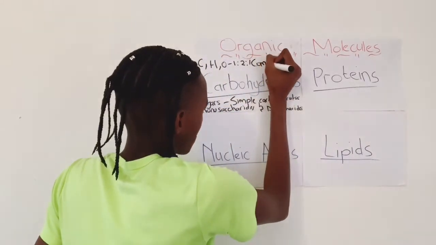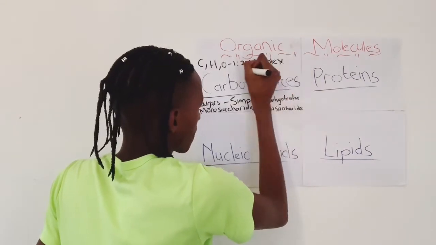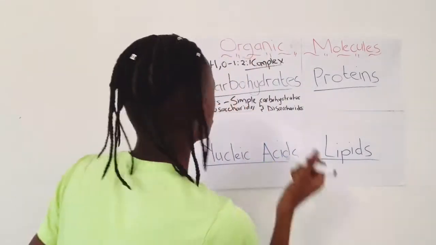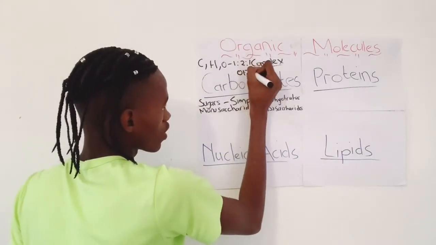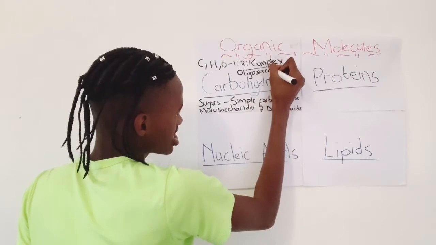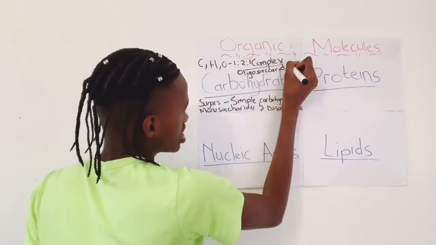And then we have complex carbohydrates, which are obviously chains of monomers. The first one that we have is oligosaccharides. I'm sorry for my spelling.